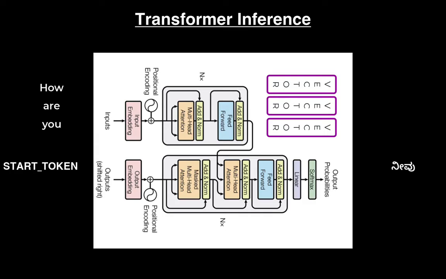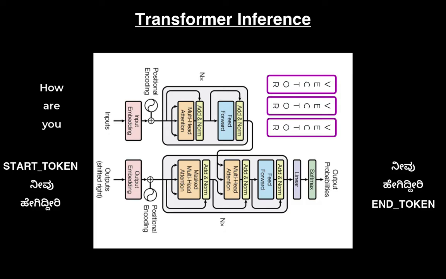That's how you read this. We then take the start token and Neevu to generate the next word of the sentence, which is Hegidiri. We now pass in all of these generated words and continue generating words until we hit the end token, and this will complete the translation.